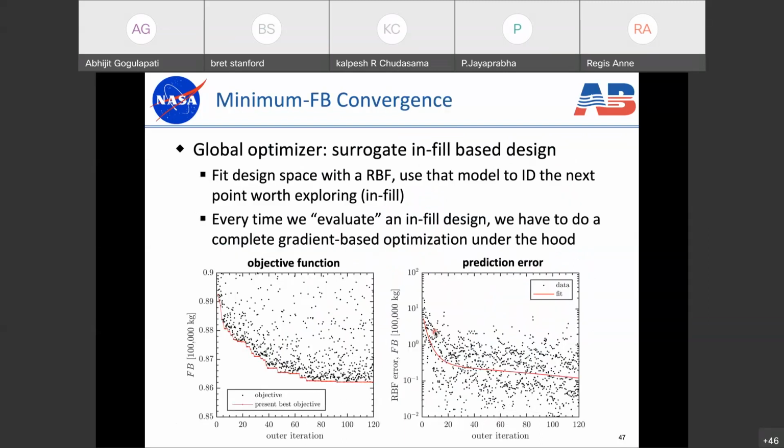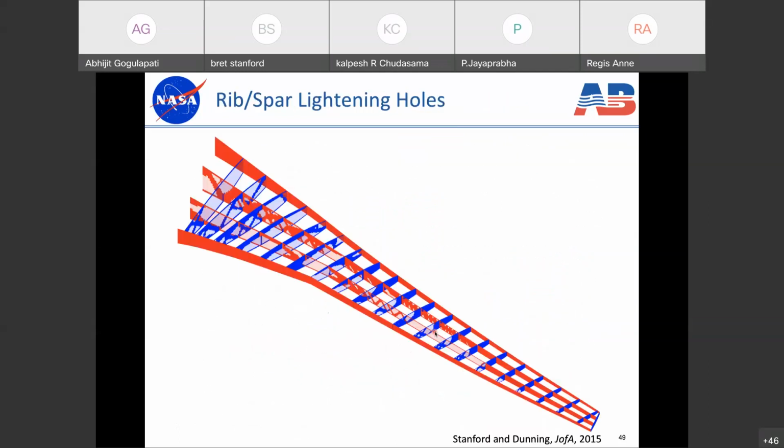I'm going to skip this in the interest of time, and this. Let me skip down towards the end of the presentation. We mentioned previously that once you find the optimal layout of ribs and spars and stiffeners, then we can try to remove even more material by optimizing in lightning holes. And this is an example where we've done that, where we're optimizing in lightning holes in the spar structures and the rib structures.